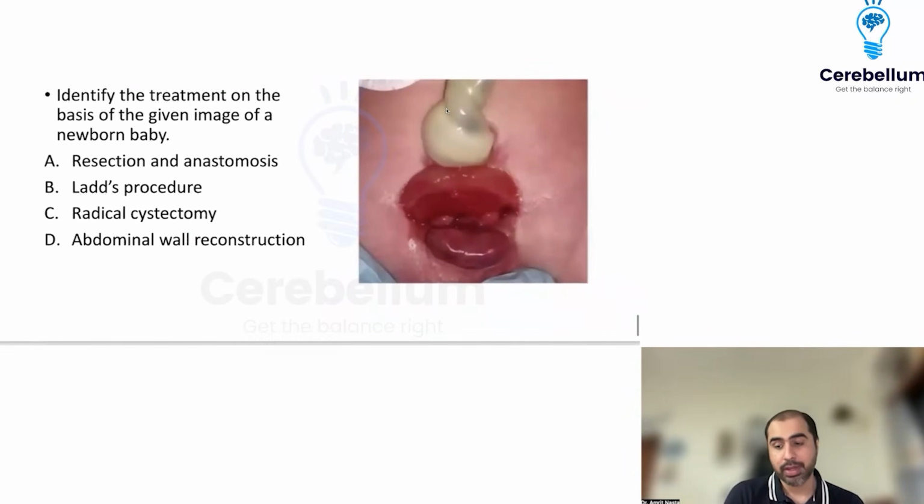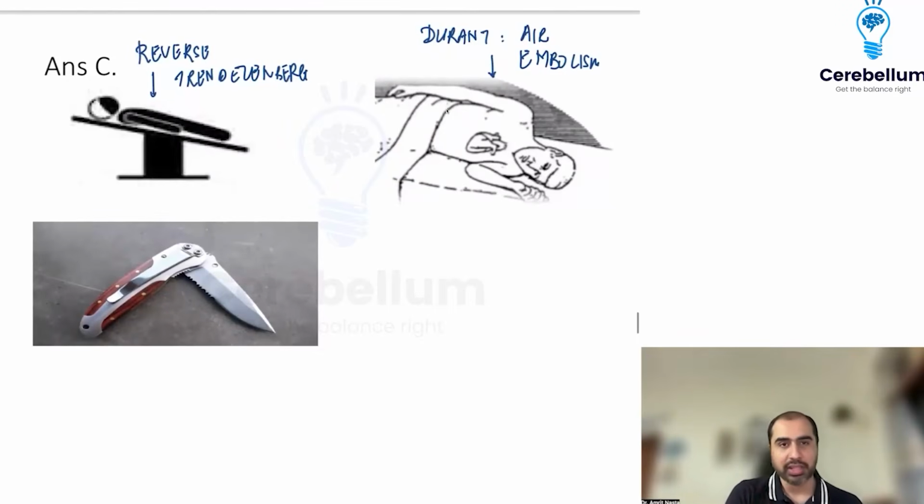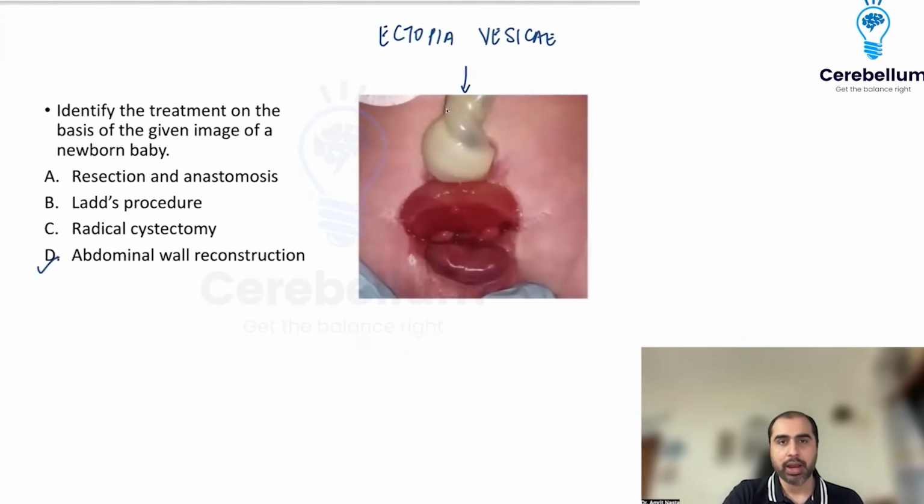What is this condition? Please understand, this is the umbilical cord. So the thing that you're seeing is below the umbilicus. Okay, infra-umbilical, there is a hole in the abdomen. This is ectopia vesicae or bladder exstrophy. The treatment asked is abdominal wall reconstruction. It has nothing to do with resection, anastomosis or anything. You have to do abdominal wall repair. Push everything back and repair it.